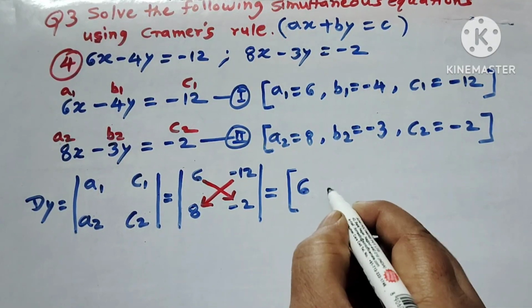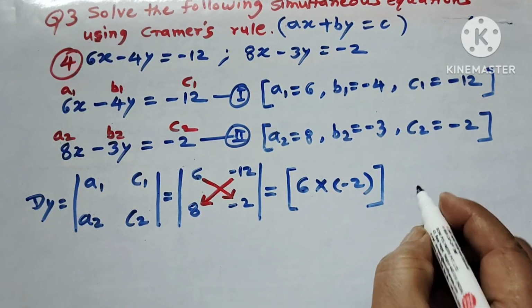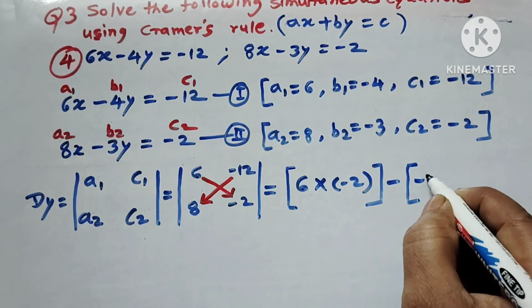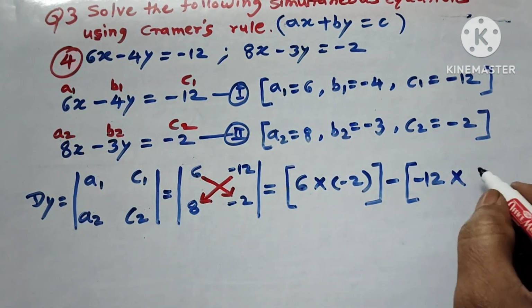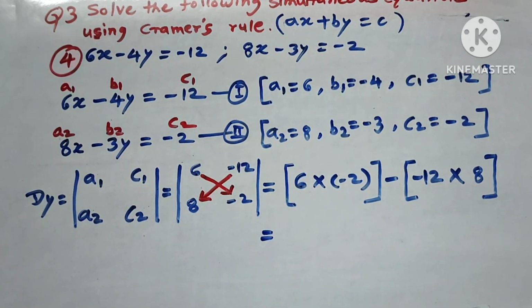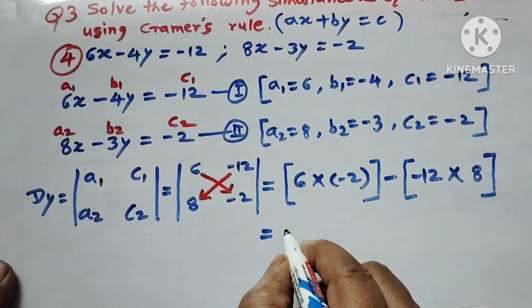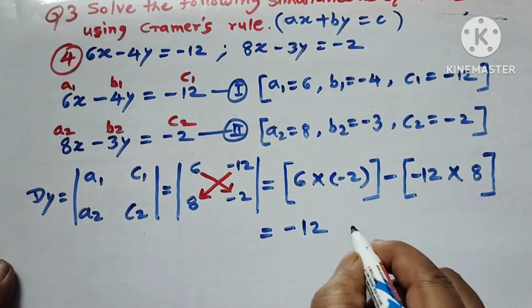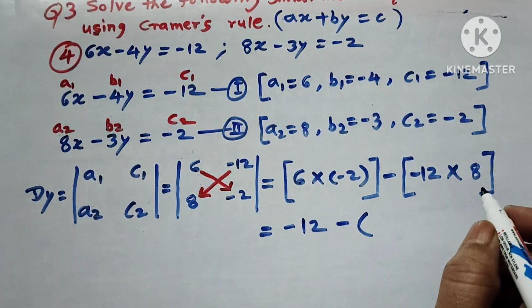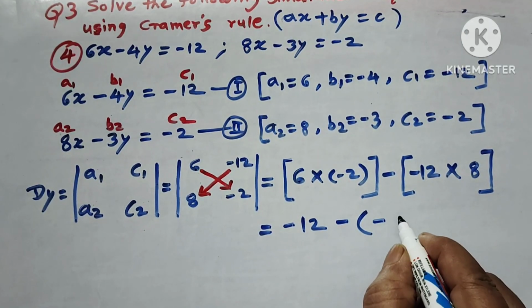6 into -2 bracket complete, minus -12, multiply by 8. Is equal to 6 into 2, -12 minus, in bracket, 12 into 8, minus 96.